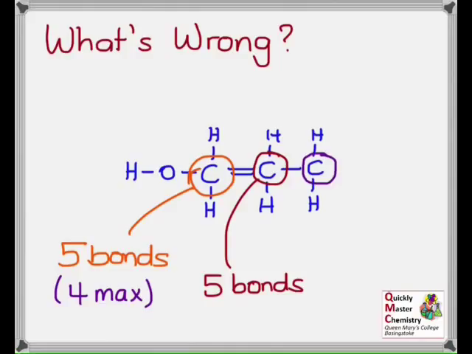When we get to the final carbon though, we've got the opposite problem now. There's only 3 bonds showing, carbon needs 4. And so in this case the person has probably missed off the hydrogen that should have been attached at the end of the chain there.